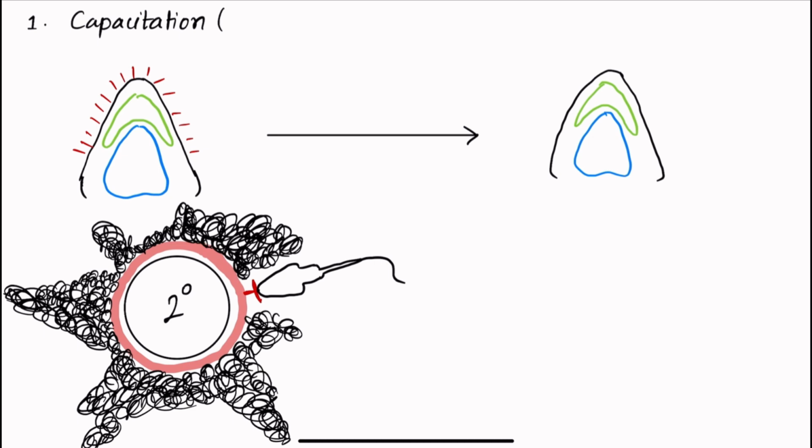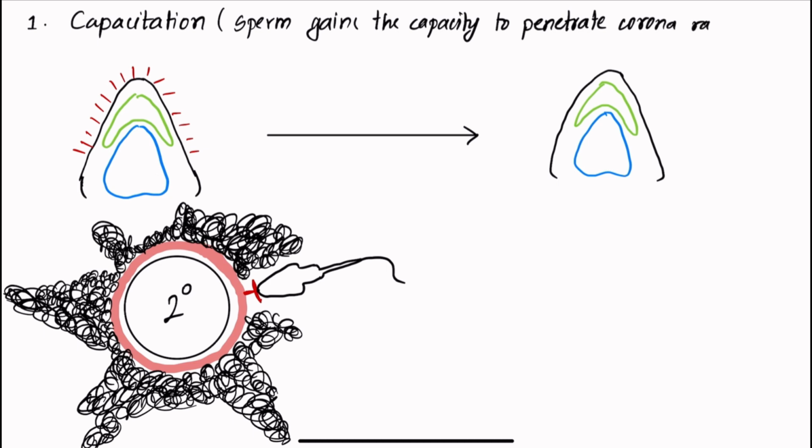So capacitation refers to the process where the sperm finally gains the capacity to penetrate the outermost layer of the secondary oocyte, which is the corona radiata. This crown-like layer surrounding the secondary oocyte, radiating outwards, is the corona radiata. Sperm by itself can't penetrate through this corona radiata without first going through the process of capacitation.